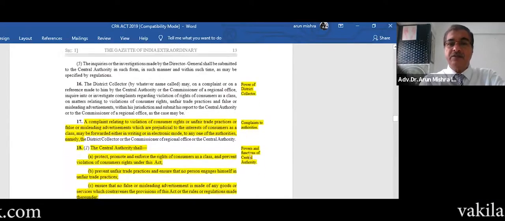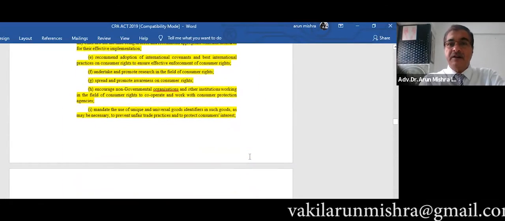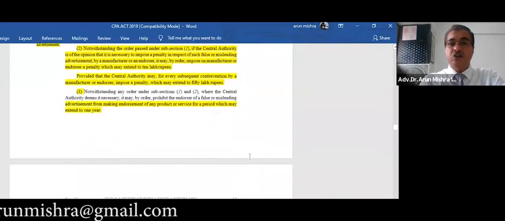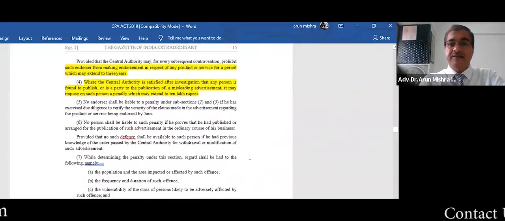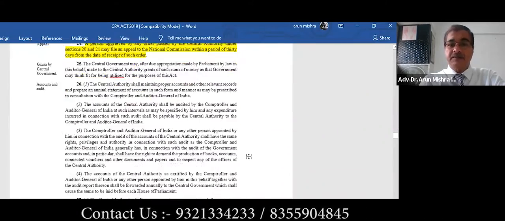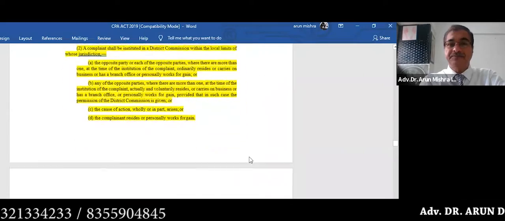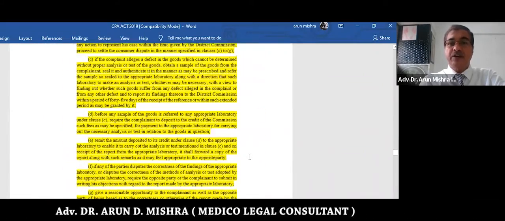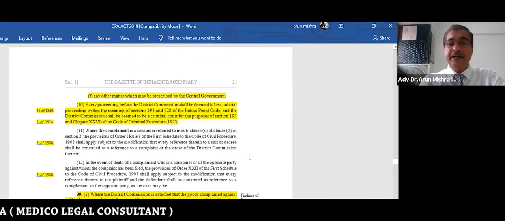We have seen lots of domain of public awareness, consumer support. We have already understood in the last session about district commission, national commission, and state commission. Let's go further to understand a few more aspects of the CPA Act which are newly added.